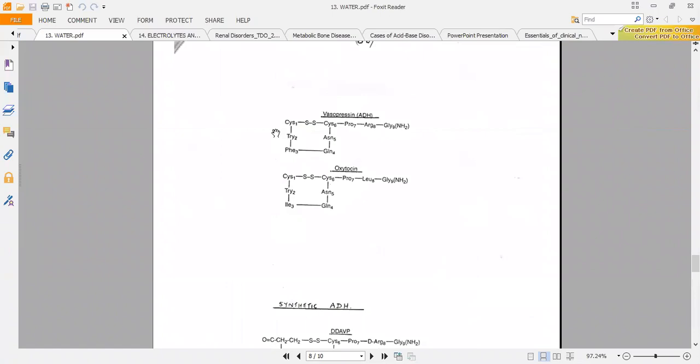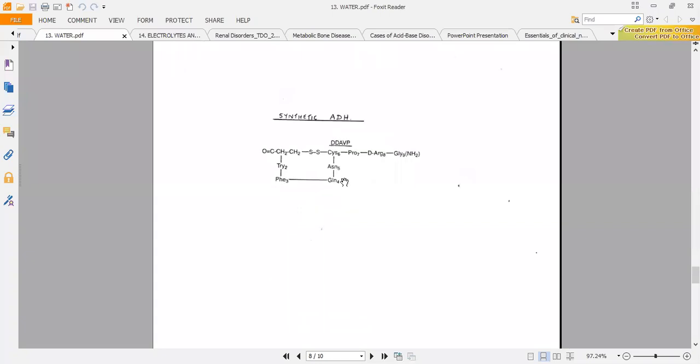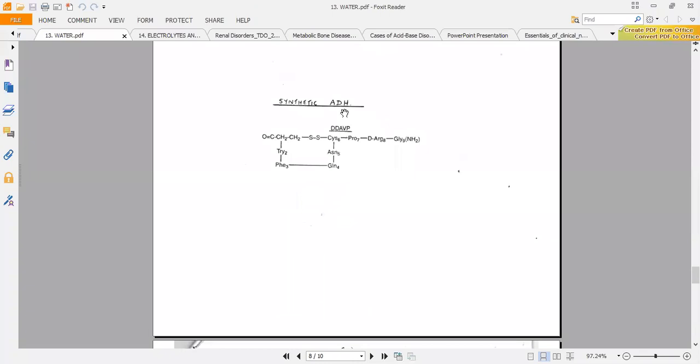Okay. Now, as I said, vasopressin is called arginine vasopressin. Okay. And then the structure. Don't worry yourself, but you notice that the structure of vasopressin and oxytocin are almost the same. Okay. There is this synthetic ADH, which is DDAVP. I'm sure you guys met this drug in hematology. Okay.